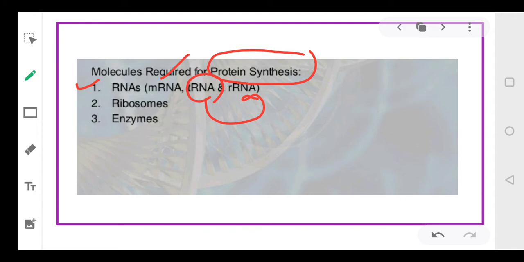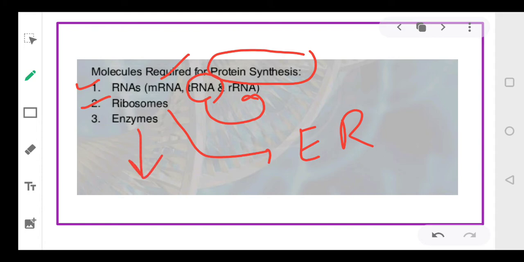Secondly, we require ribosomes, because ribosomes are the protein factories. I hope you remember in class 9th we have talked about the ribosomes. Ribosomes are present on the endoplasmic reticulum, and they are referred to as protein factories because they help in the production of proteins.